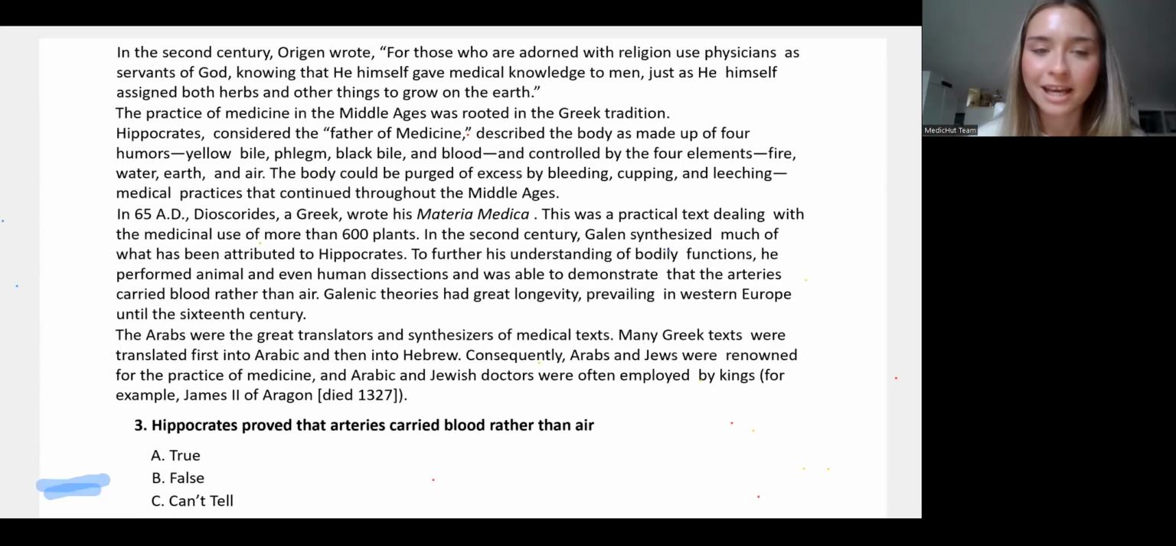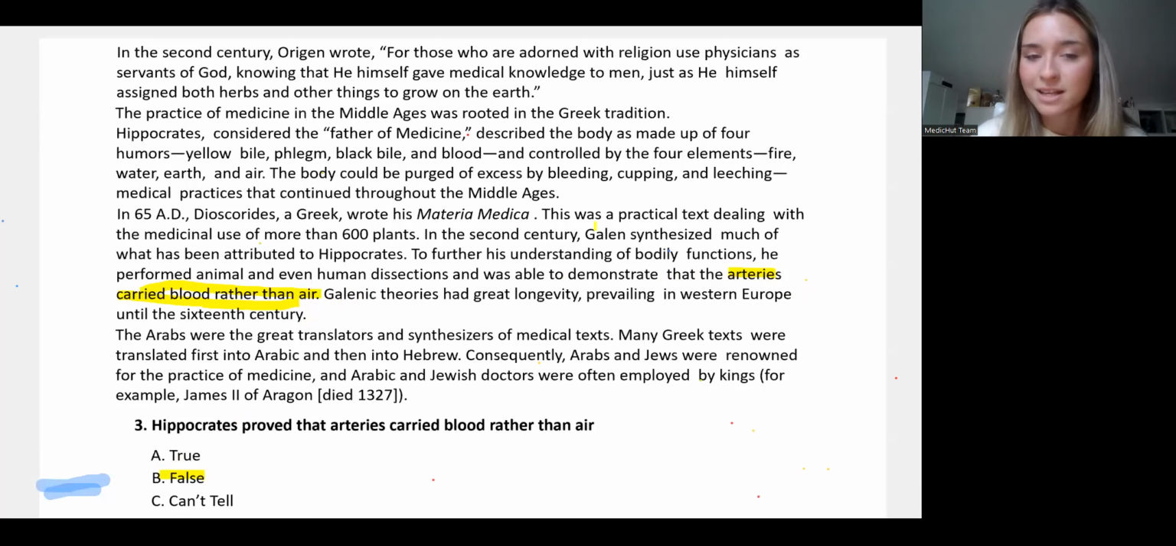As you're scanning, it does talk about bodily functions and it does talk about arteries and, oh sorry, my highlighter wasn't up. It does talk about arteries and blood as well, and that is here within the third paragraph. If you read the full sentence, it says that in the 2nd century, Galen synthesized much of what has been attributed to Hippocrates. To further his understanding of bodily functions, he performed animal and even human dissections and was able to demonstrate that arteries carried blood rather than air. Therefore, the answer for this one is false, because it wasn't actually Hippocrates who found this out, it was Galen.